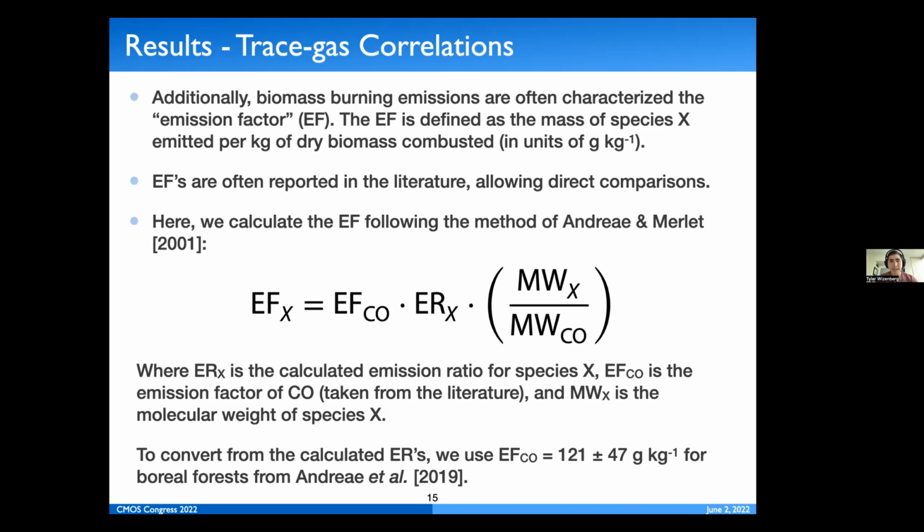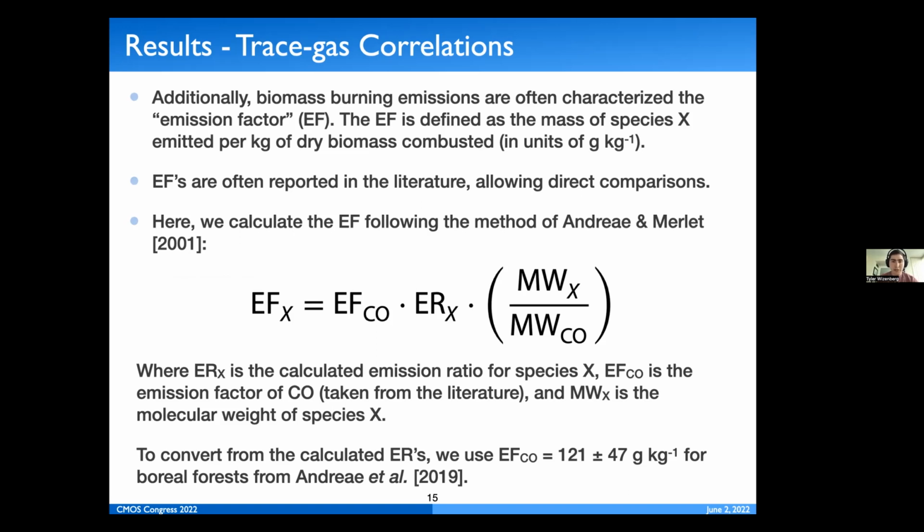So here we calculate the emission factor using that relatively simple equation below, where ER sub X is the calculated emission ratio for each species, EF sub CO is the emission factor of CO, usually taken from the literature, and MW sub X is the molecular weight of species X.